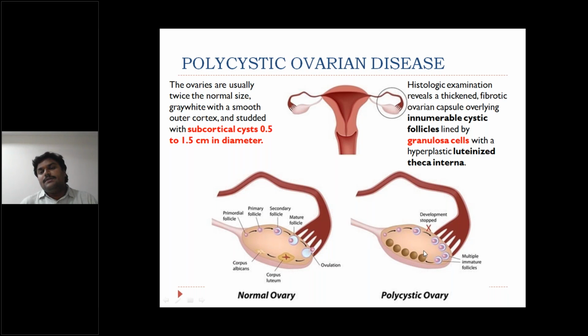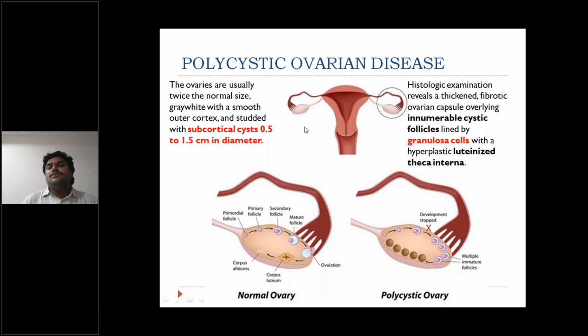Okay, so what happens in this polycystic ovarian disease is the multiple follicles will be there. They will become immature because there is no FSH. The estrogen is continuously stimulating them, and they become a cyst. Because if there is no FSH, there is no release of ova. Because of that, they will become multiple immature follicles.